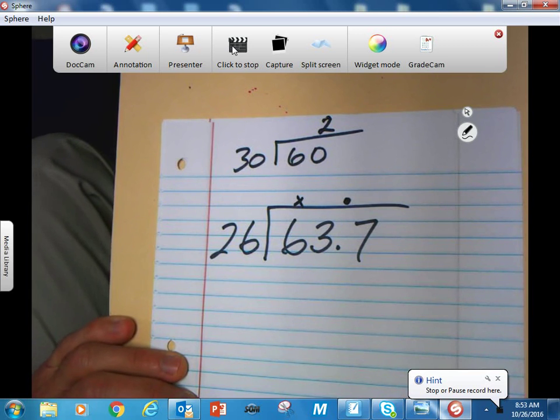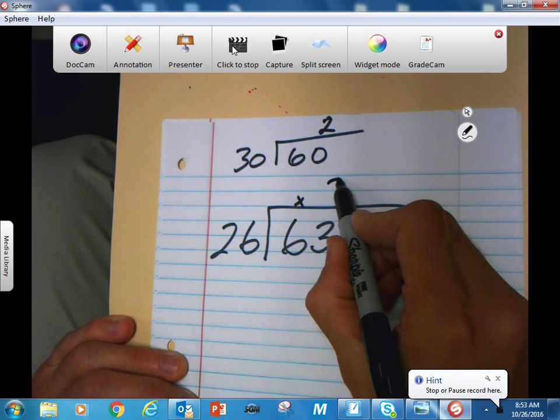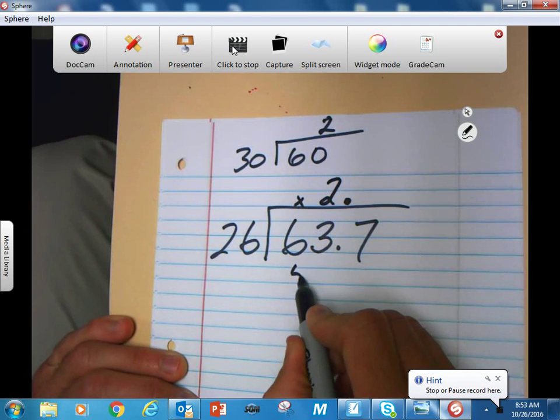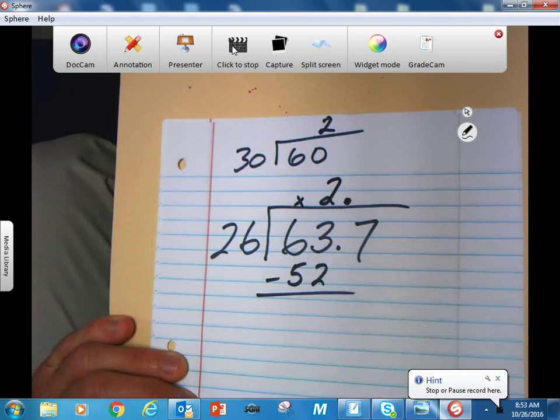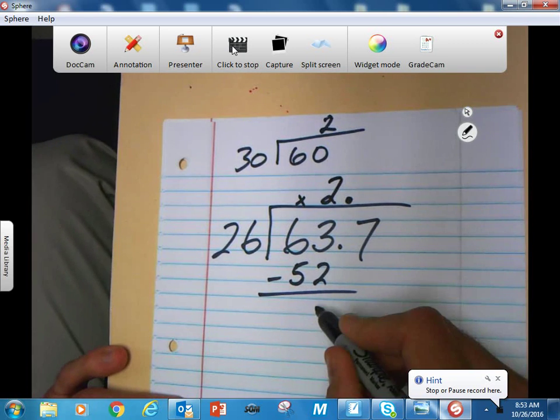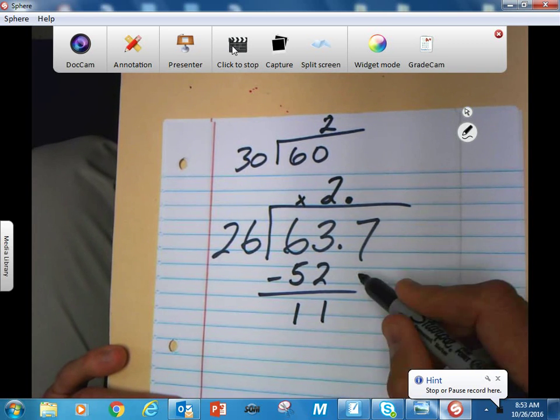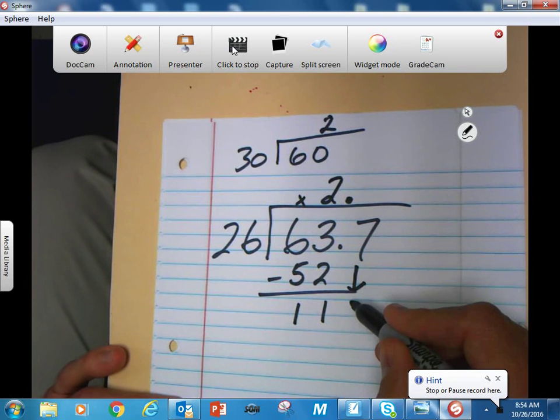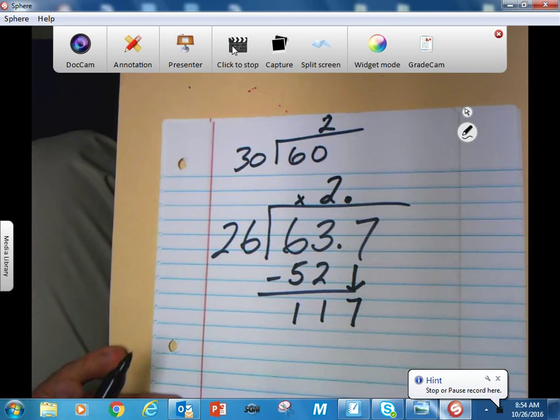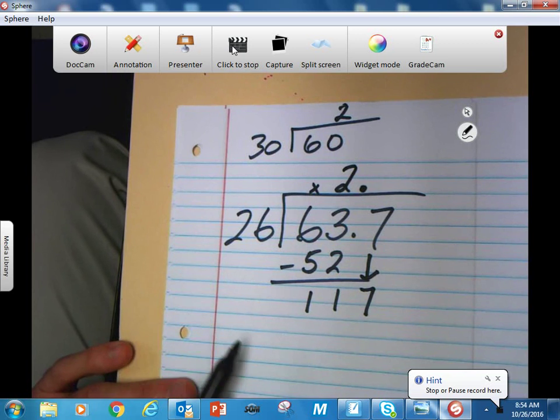Leo? 2 times. And what is 26 times 2? 52. So 52 from 63 gives us 11. And then we just bring down our next place value spot. How many times will 26 fit into 117?